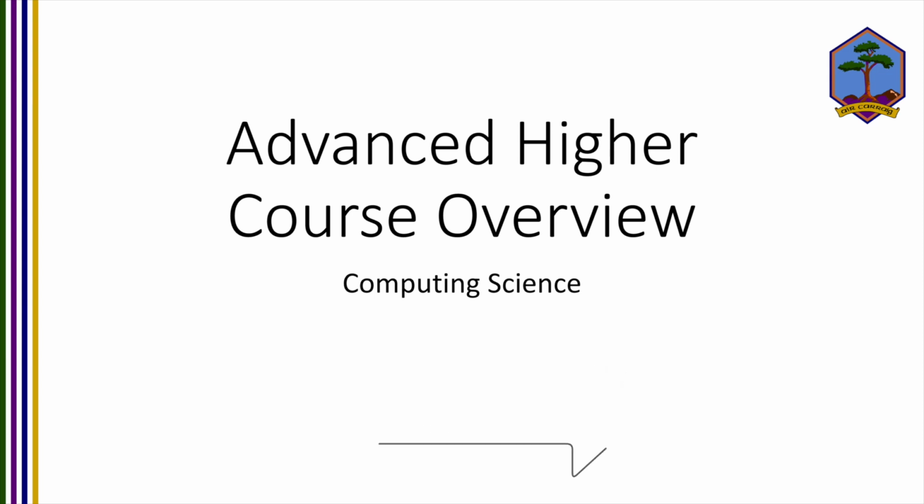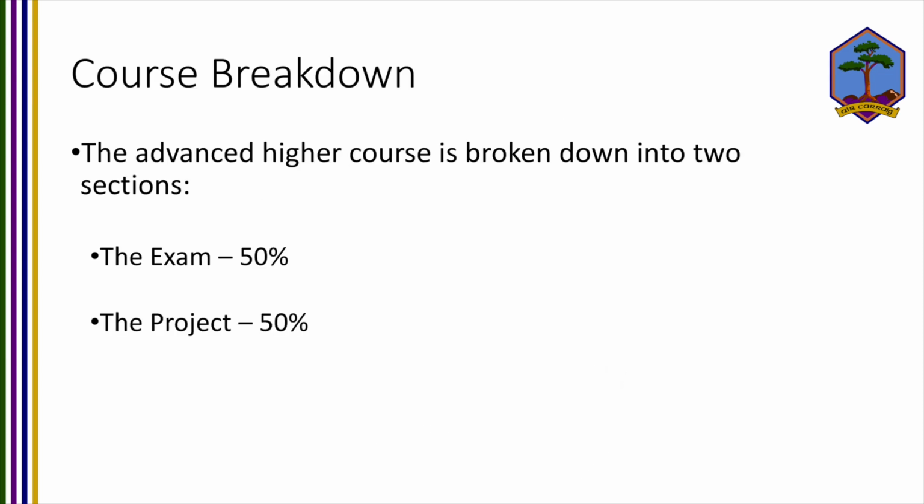This is the Advanced Higher Course Overview for Computing Science. As you can see, the course breaks down into the following areas. So you have 50% for the exam, and you've got 50% for the project. This is different to how it's been done in previous years, with equal weighting to each section. And it's completely different to how you've experienced National 5 Computing Science or Higher or Advanced Higher previously.